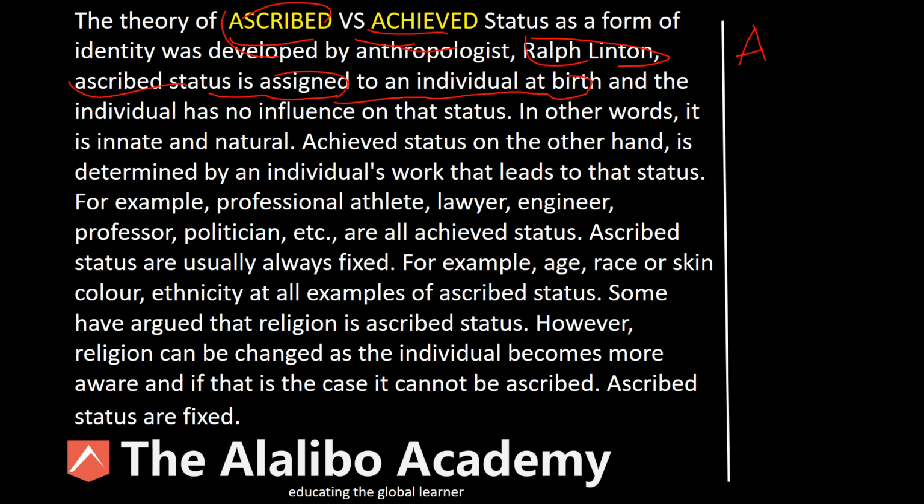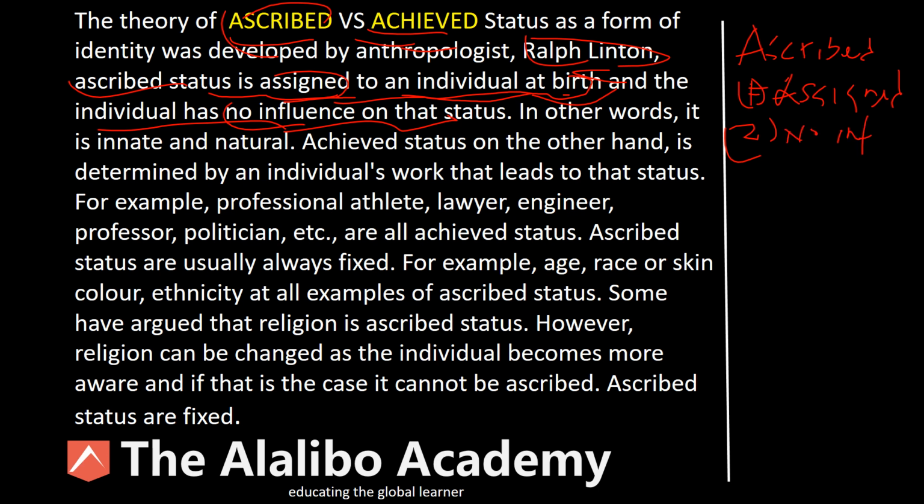Ascribed status is assigned to an individual at birth. So number one, it is assigned. Number two, assigned at birth, an individual has no influence on that status. The individual has no influence on that status. So in other words, it is innate and natural.